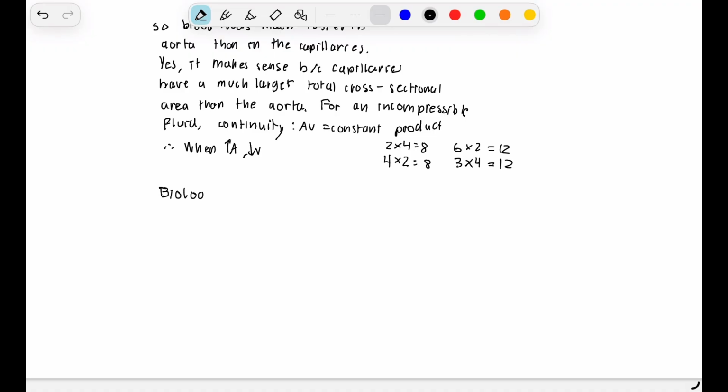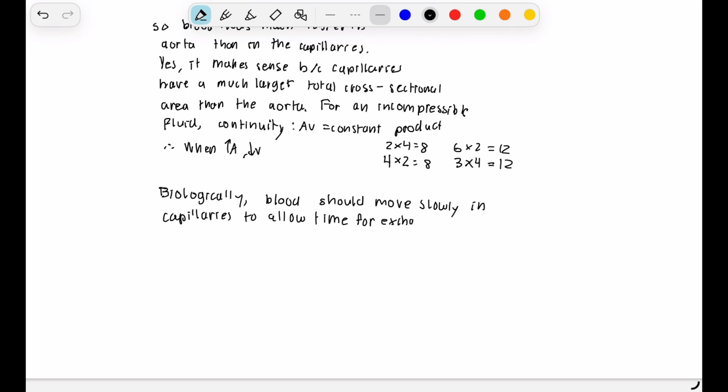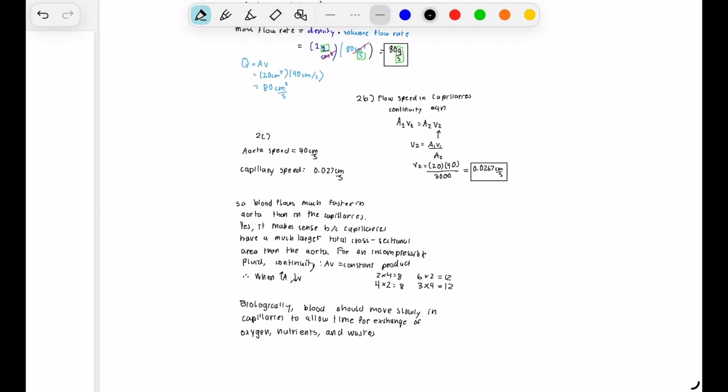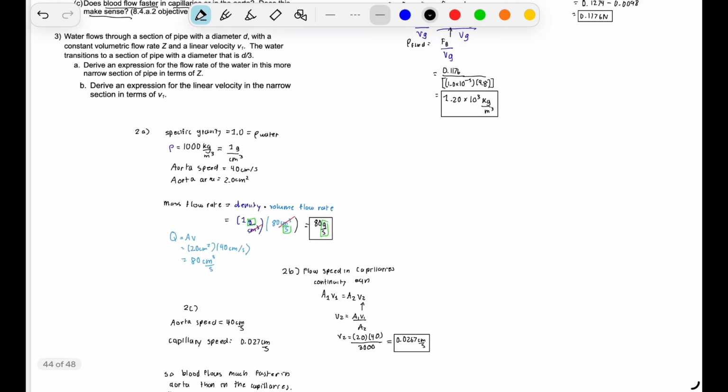And we know that biologically, blood should move slowly in capillaries to allow time for exchange of oxygen, nutrients, and waste. So that's it for question 2.